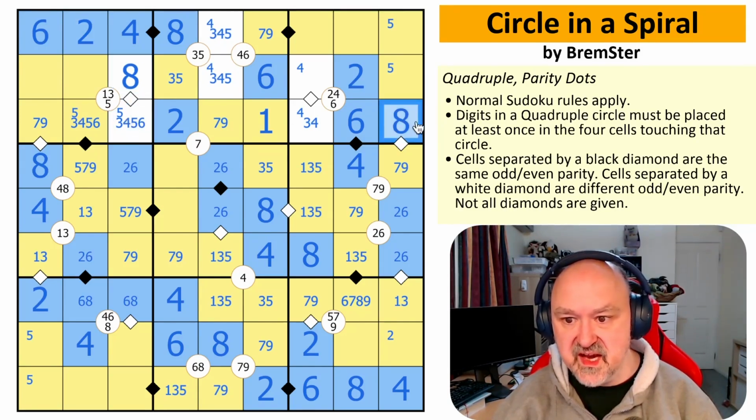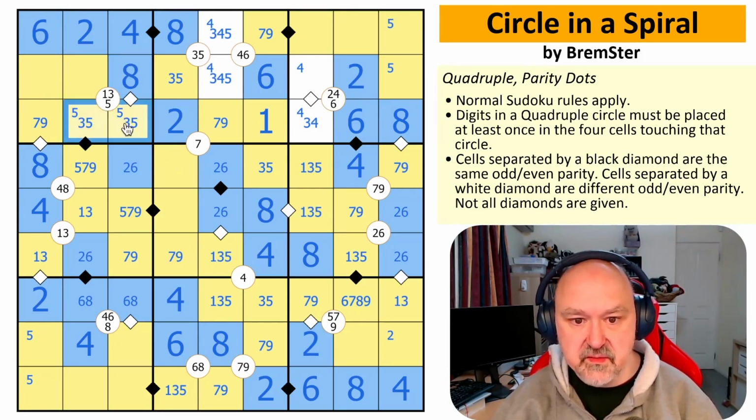Sorry, this one sees the 8. So that was the 8. I am not thinking clearly. This is not the 4 or 6. That was the other way of doing it.